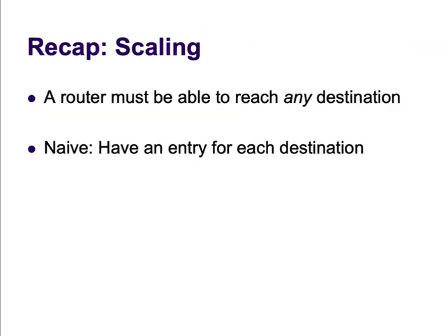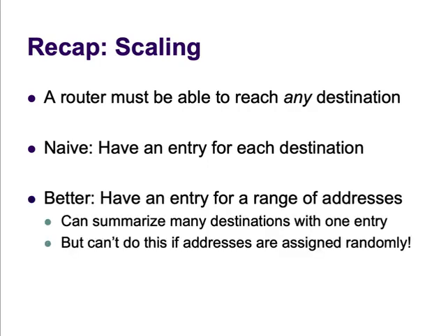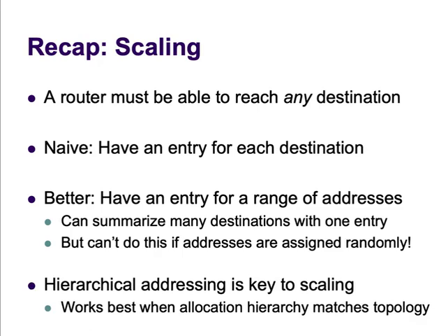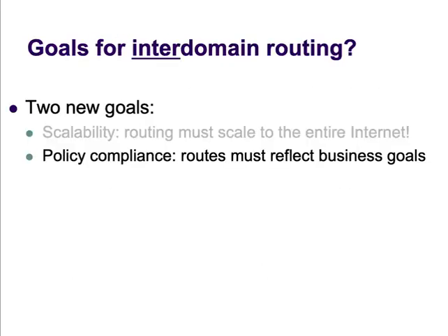So recapping scaling, a router must be able to reach any destination. We don't like the naive approach of enumerating all destinations. And so instead we have hierarchical addressing, where you have an entry for a range of addresses. Hierarchical addressing is key to scaling. When we talk about scalable routing, it's really the addressing that's making the routing scalable. So the key to why the internet is scalable has more to do with addressing than with routing per se. Any questions before we move on to policy?